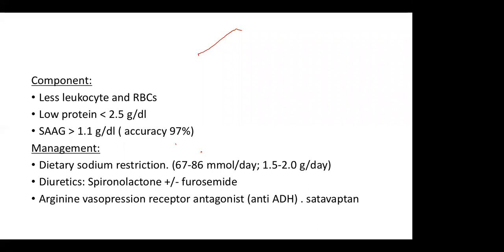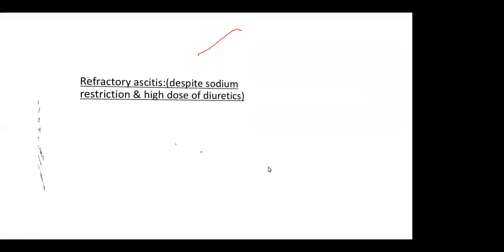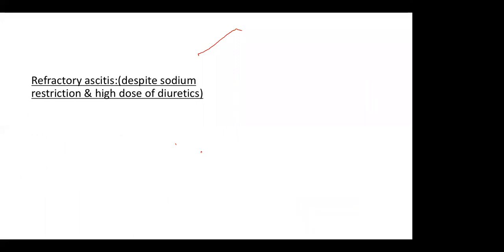The management of ascites ranges from simple dietary control, with sodium restriction to 1.5 to 2 grams per day. Sometimes we need to use diuretics, like potassium-sparing spironolactone, plus or minus Lasix. And in certain conditions, an arginine vasopressin receptor antagonist like tolvaptan can be used. If ascites persists despite all these measures and recurs more than once, this is called refractory ascites.